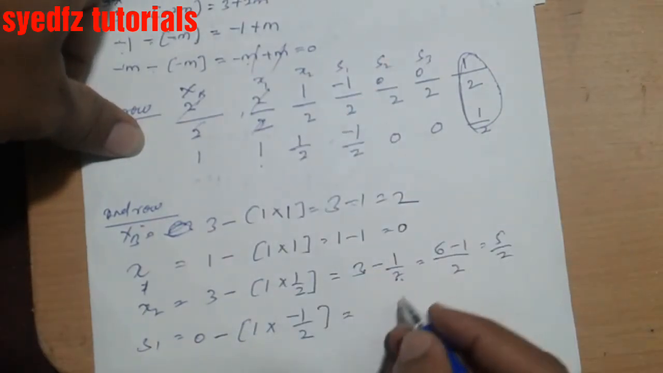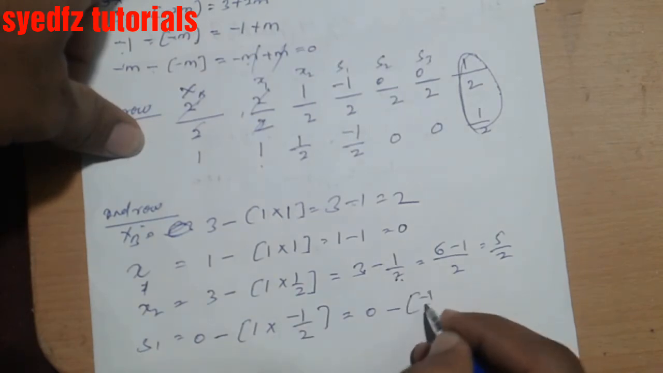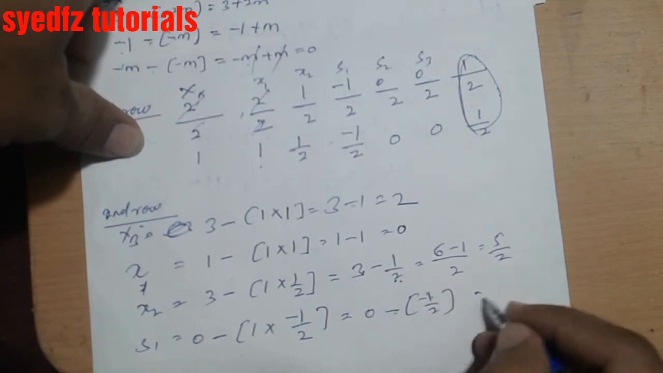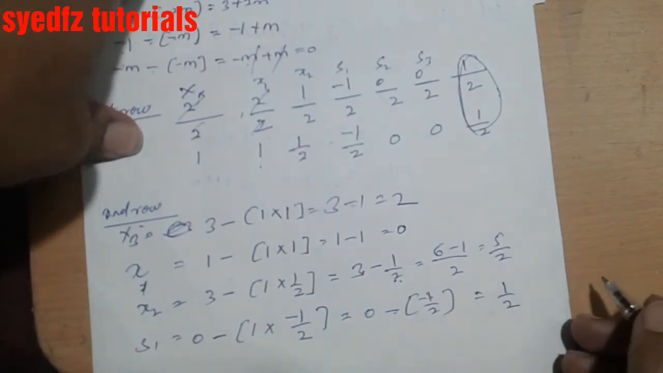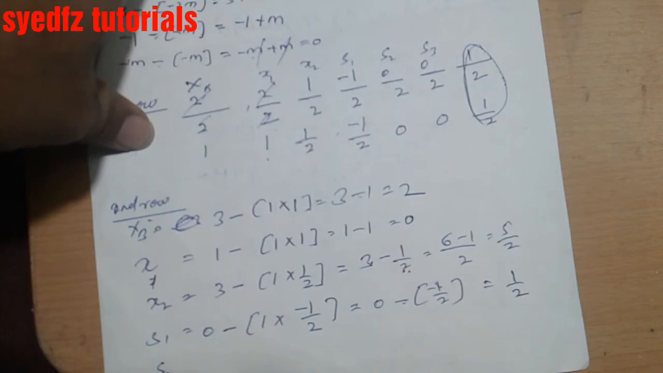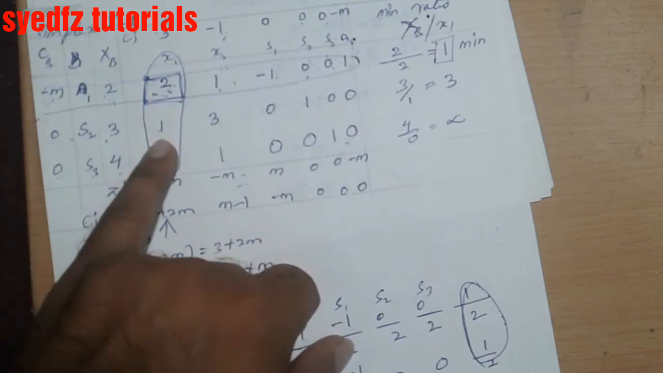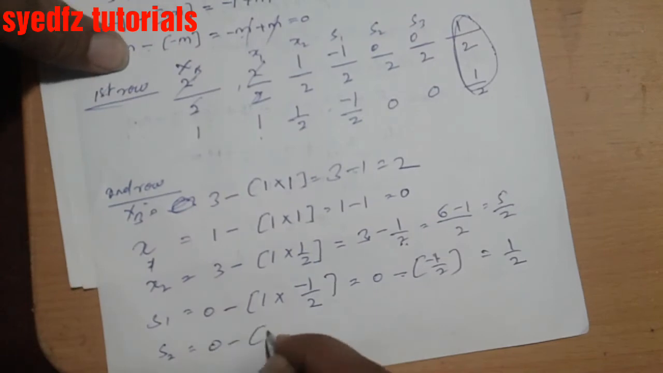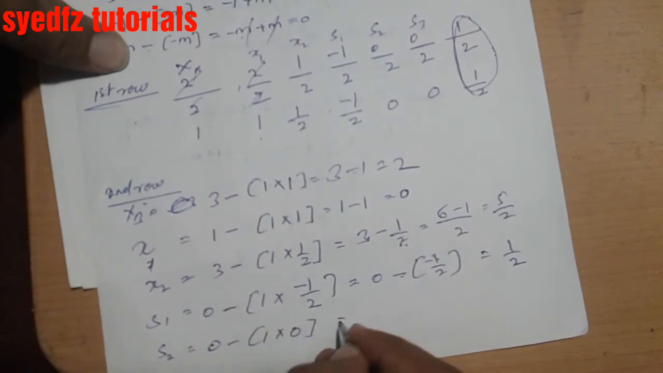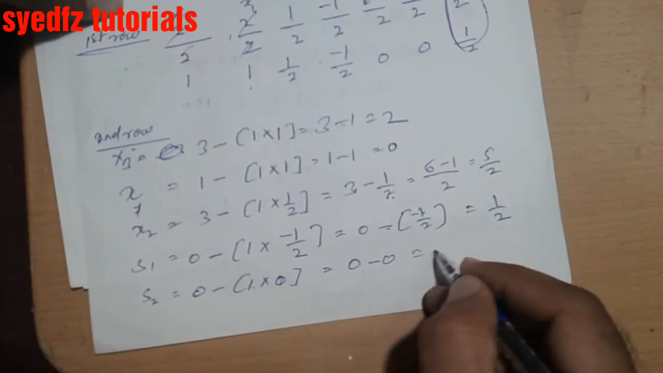Okay, so 0 minus, multiply here, minus 1 divided by 2, minus into minus plus 1 divided by 2 is the answer. Next, S2. Old value is 0, key column 1, new value in S2 also 0. Old value 0, key column always 1, but the new value is 0, means minus 1 into 0, 0. Answer is 0.